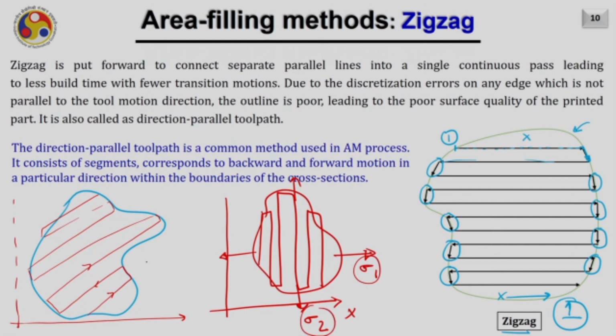While if we use the combination, like in the first layer we scan at a 0 degree angle, then the second at 45 degrees, then the next at 90 degrees, then the next again at 0 degrees, and if we keep on doing like this, then the final part we obtain will be quite homogeneous.